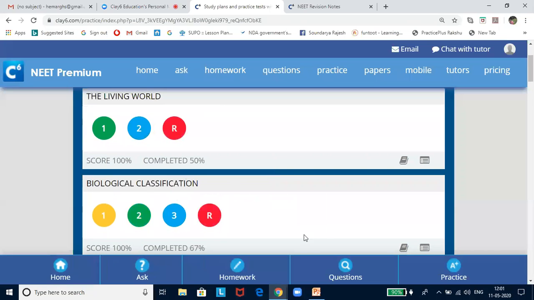If it is green colored, it means the test has been completed. But you can take the test any number of times even if you have completed it. Suppose you have got fewer marks and you want to do the test again after 2 or 3 days to see how you have recalled the answers, then this would be of great help. If you have not opened the test, it will show a blue color.